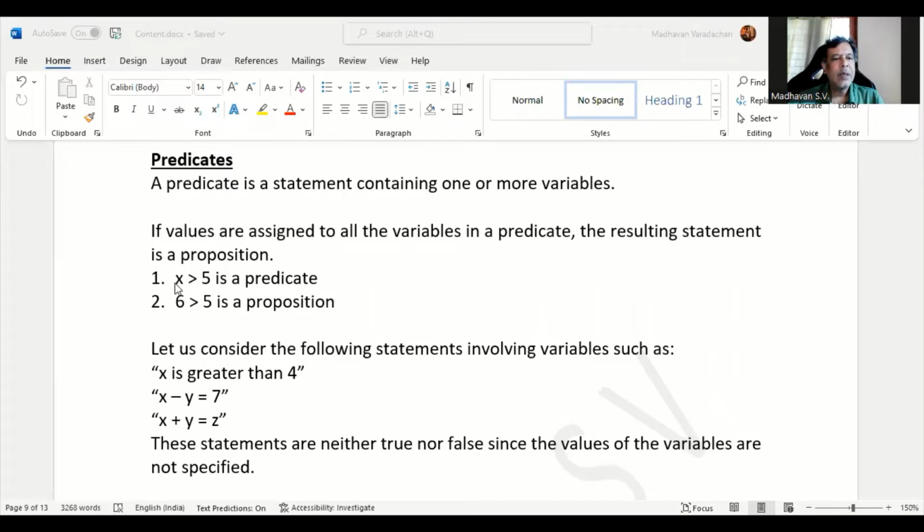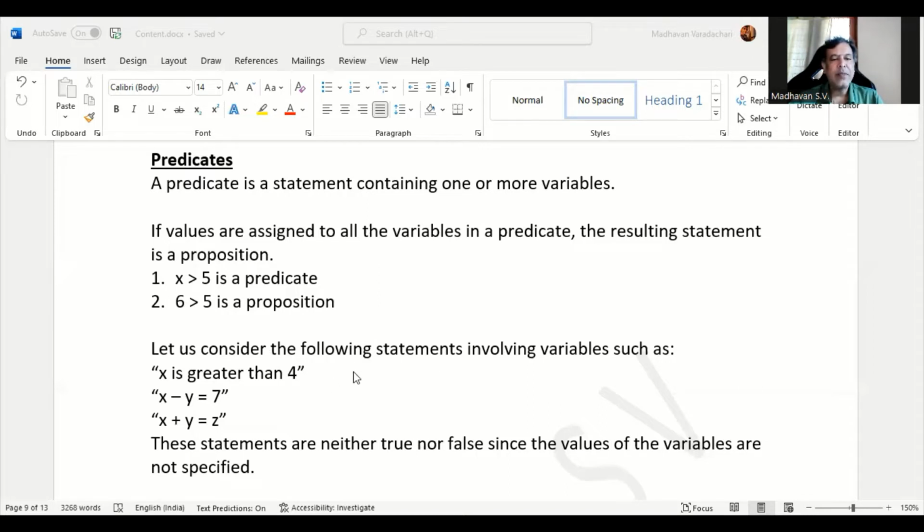For example, if we say x greater than 5, here x is the variable and 5 is some value, right? So we can't say this is a proposition because we don't know the value of x. Depending on the value only, we can say whether we have a truth value as true or truth value as false, etc. So at this stage, since x is unknown, it is considered to be a predicate. Now, if I assign the value of x as 6, then 6 greater than 5 is definitely a proposition and the truth value of that proposition is true.